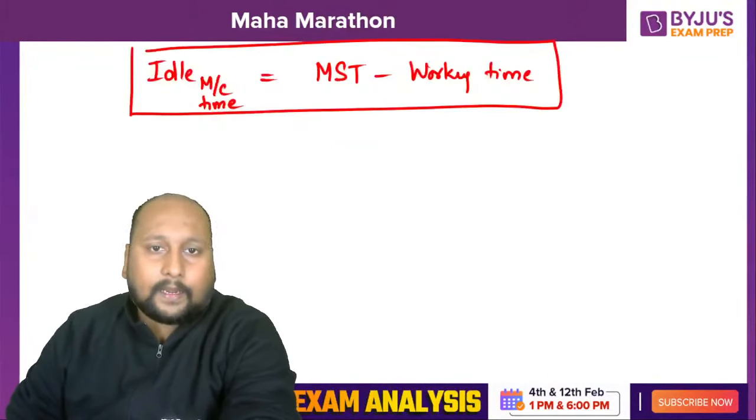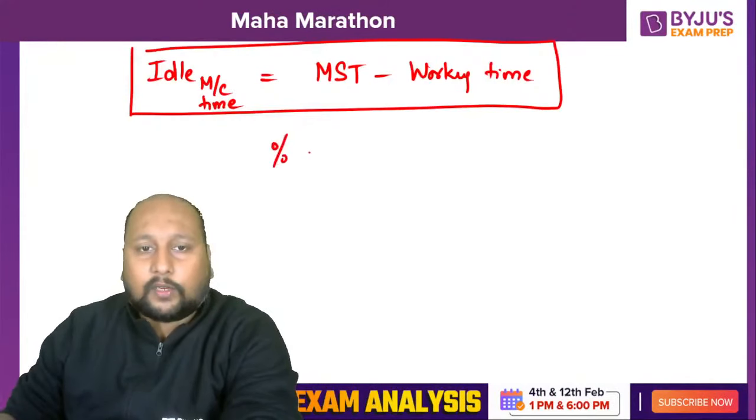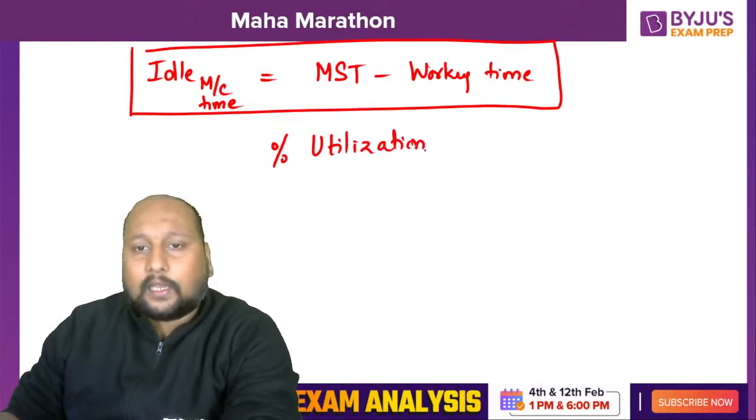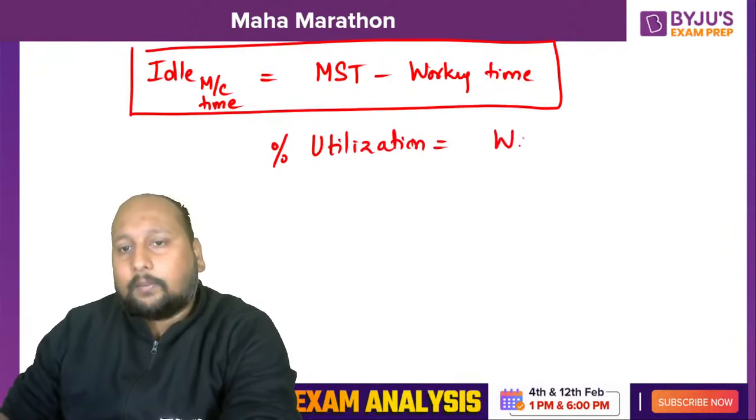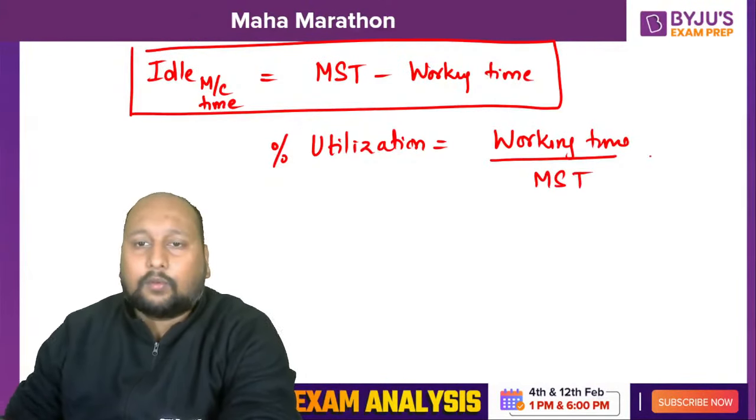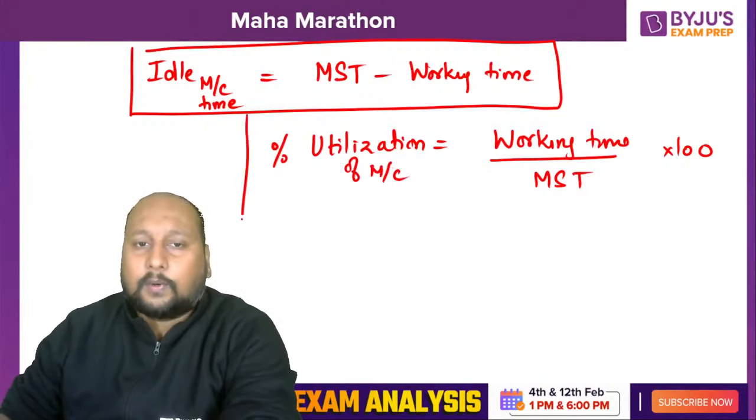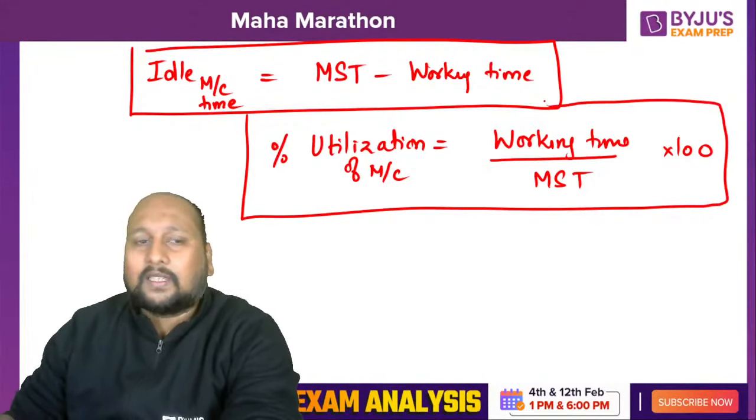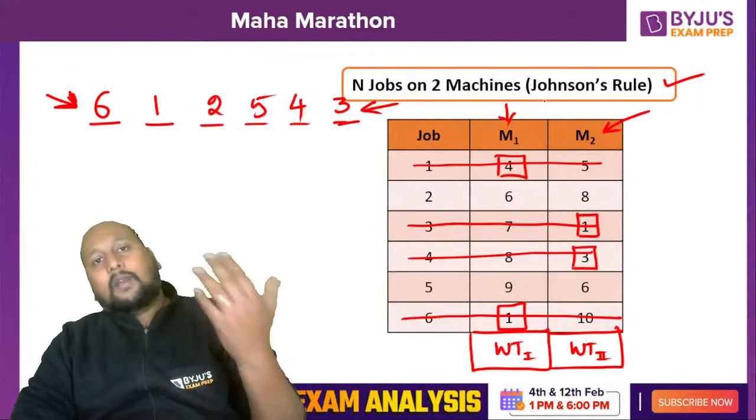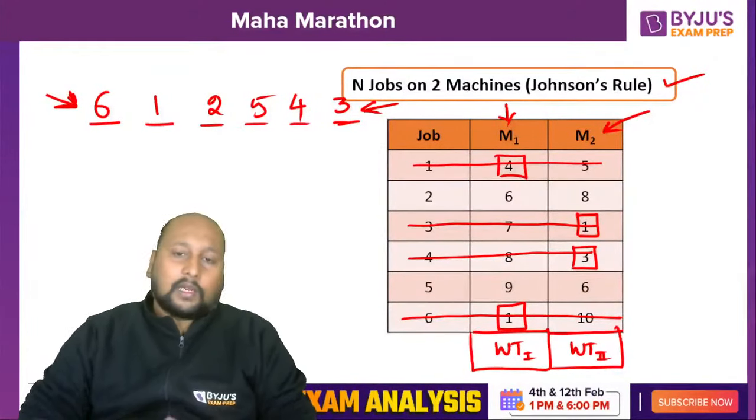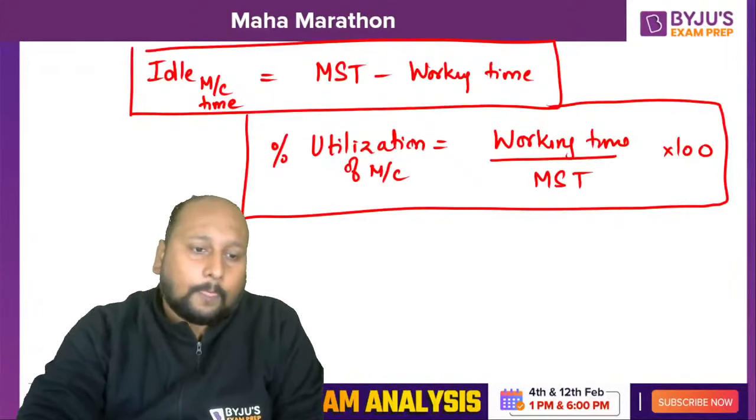Understood? Correct. And if I talk about the percentage of utilization, I can calculate by your working time divided by the make span time, multiplied by 100. This will be giving us the percent utilization of the machine. Okay, percentage utilization of any machine we can calculate, because normally in 2 machine jobs they are asking what is the idle time or the percentage utilization. You can calculate by using this formulation.